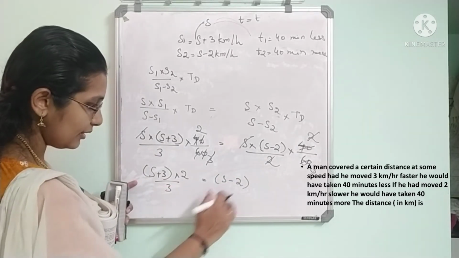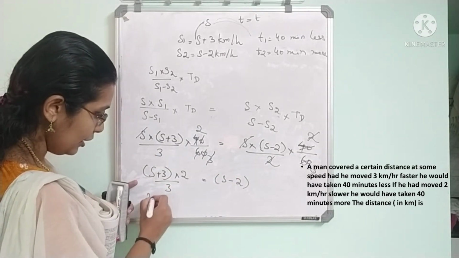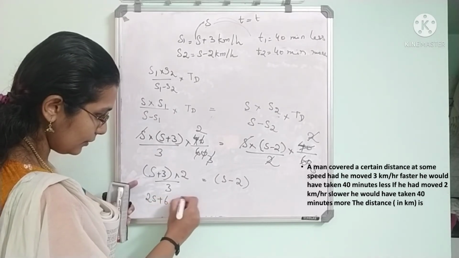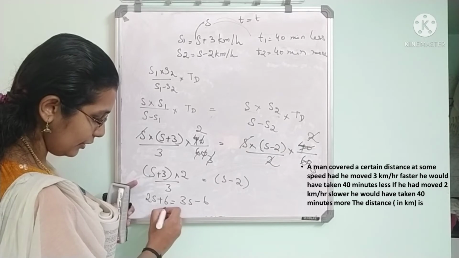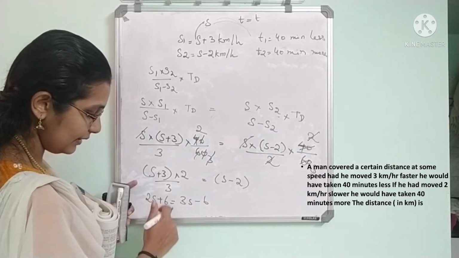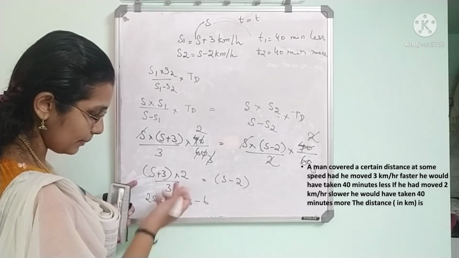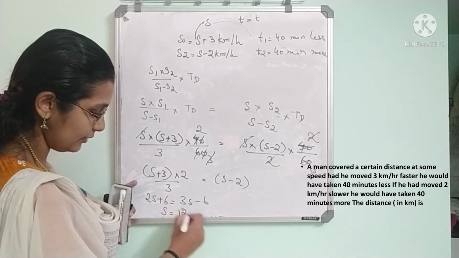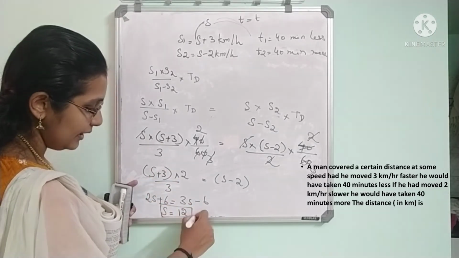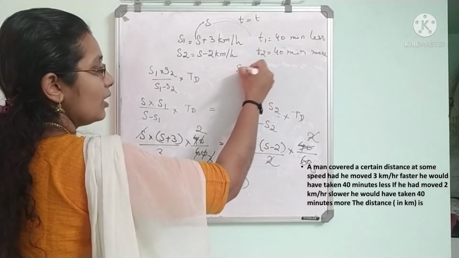Clear? So taking this 3 to the right hand side, you get 2S plus 6 is equal to 3S minus 6. So S terms to one side, you will get 3S minus 2S is S, which is equal to 6 minus 6 on the other side, you will get it as plus 6. So 6 plus 6 is 12. So S is equal to 12.